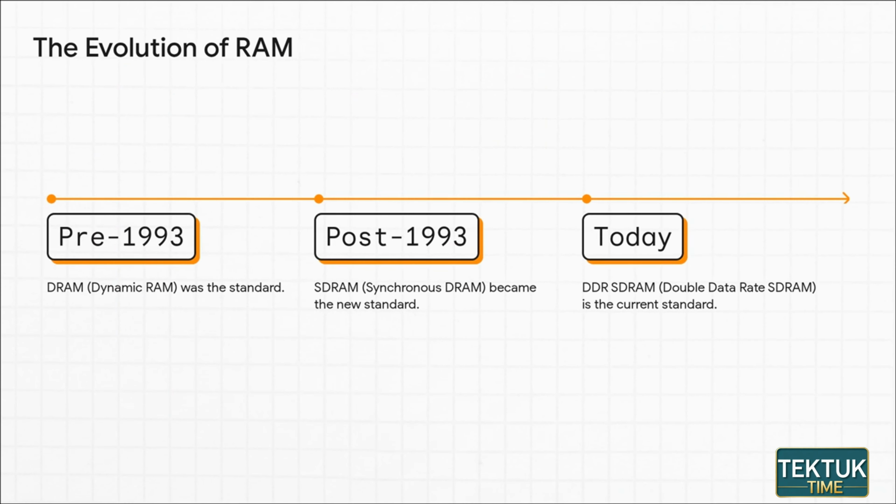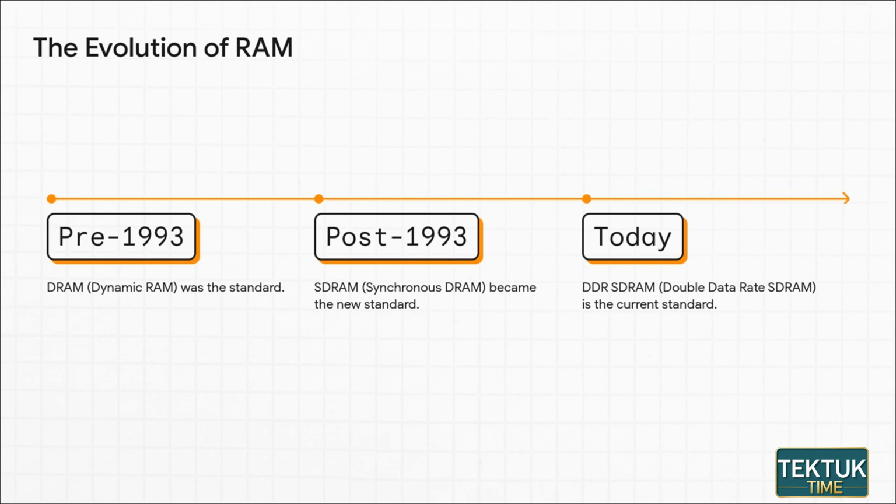And of course, this desk has gotten a whole lot faster and more efficient over the years. We've come a long way from the early DRAM to the standardized SDRAM that came out in the 90s, and now to the double data rate SDRAM you'll find in most machines today.